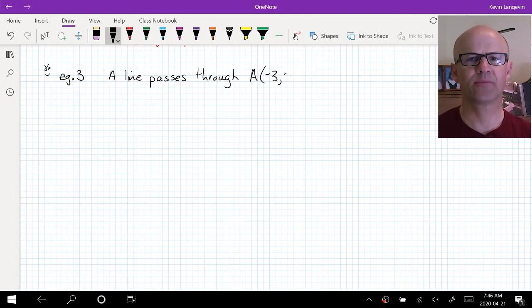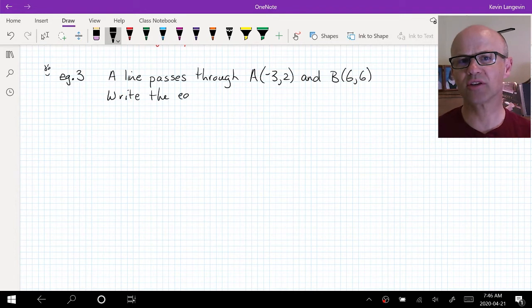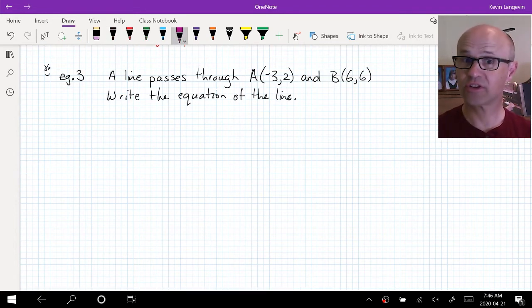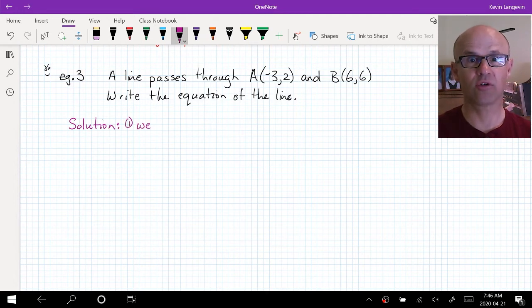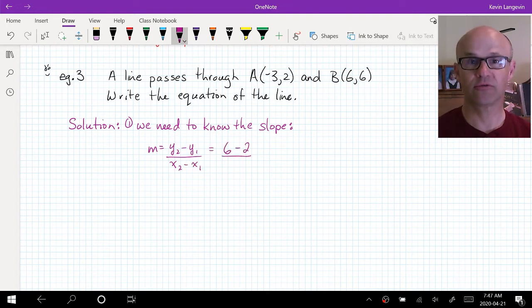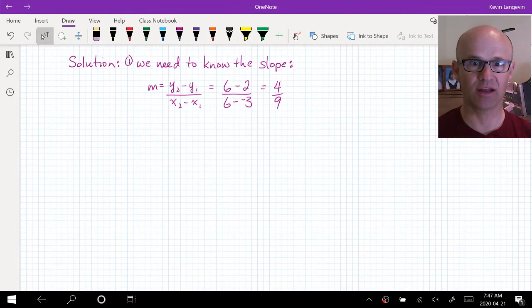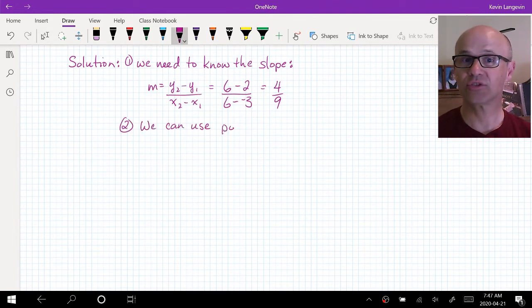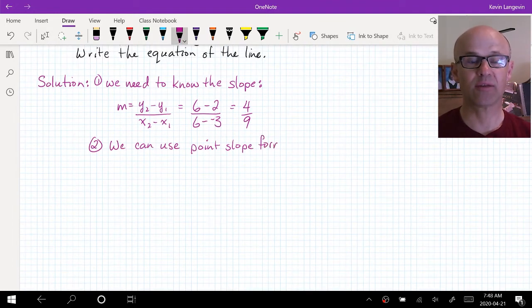Example 3, writing the equation of a line. We might be asked to write the equation of a line in point-slope form, slope-intercept form, or general form, depending on the information we're given. So in order to do this, we need to know for sure two things. We need to know at least the slope of the line. We also need to know the point that it passes through.